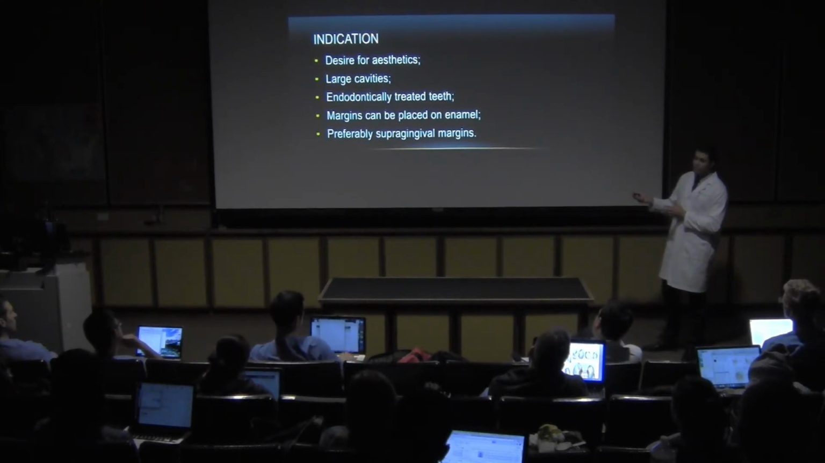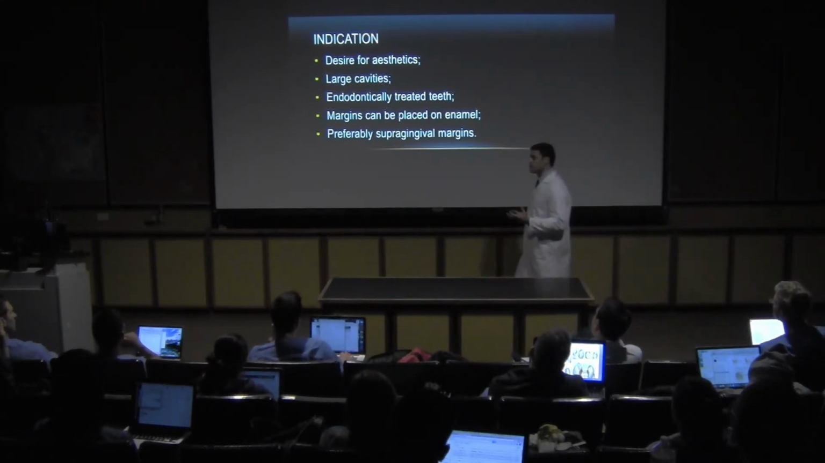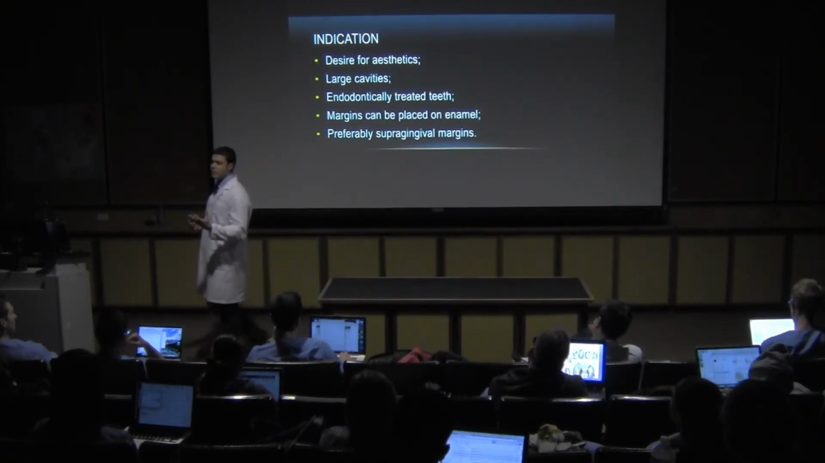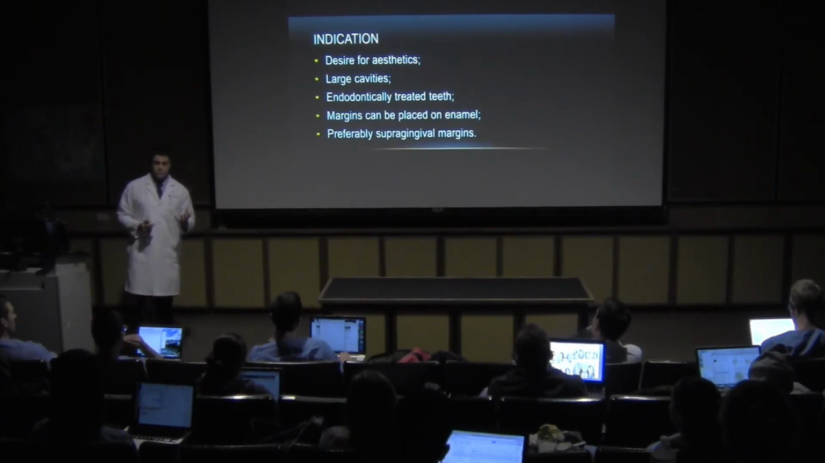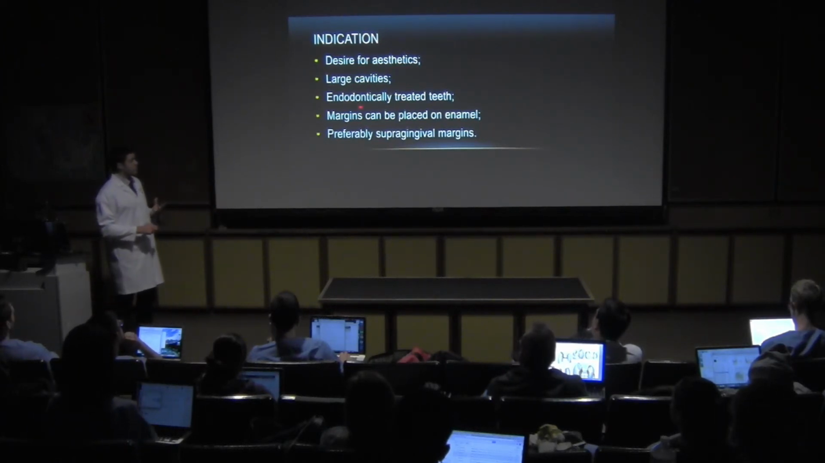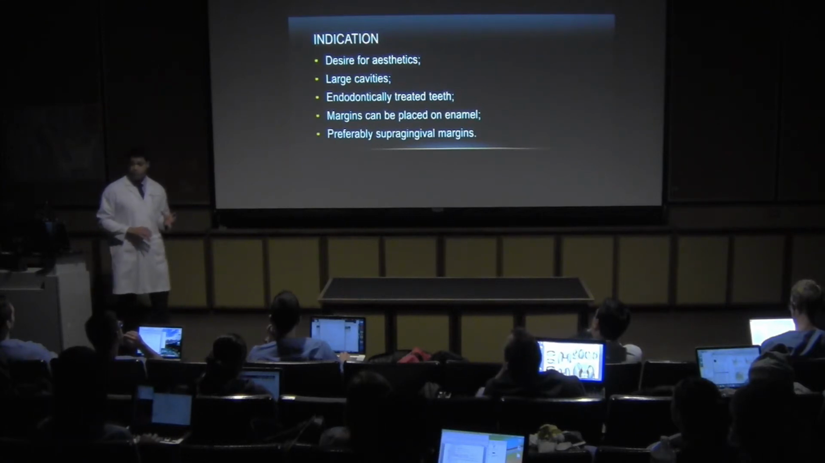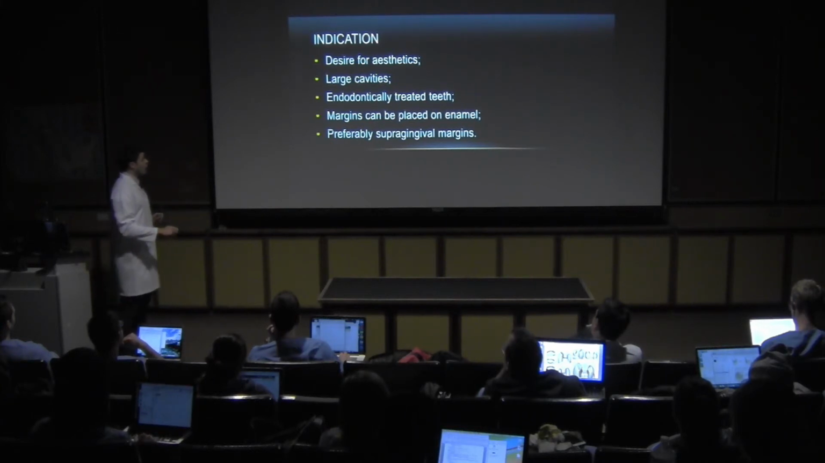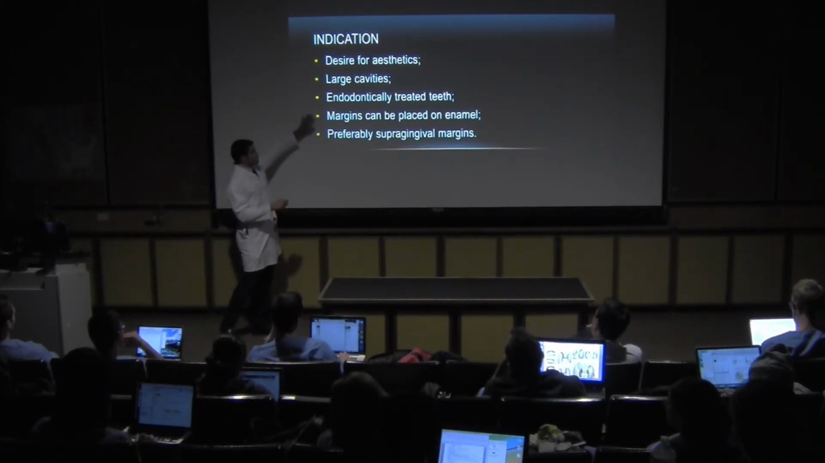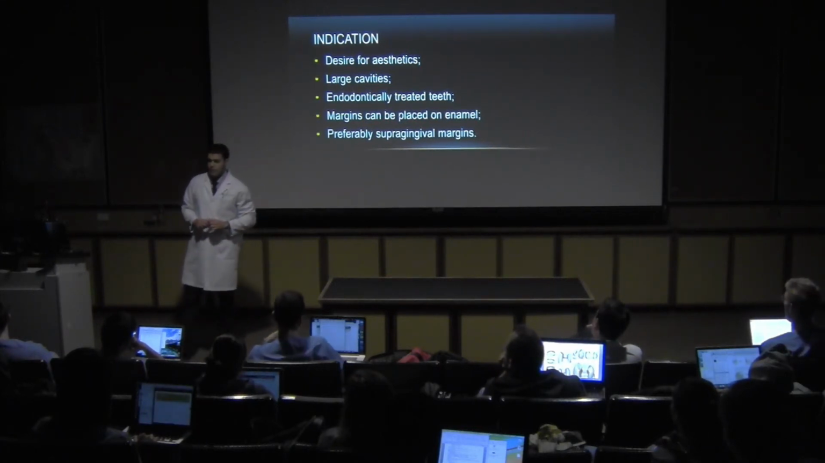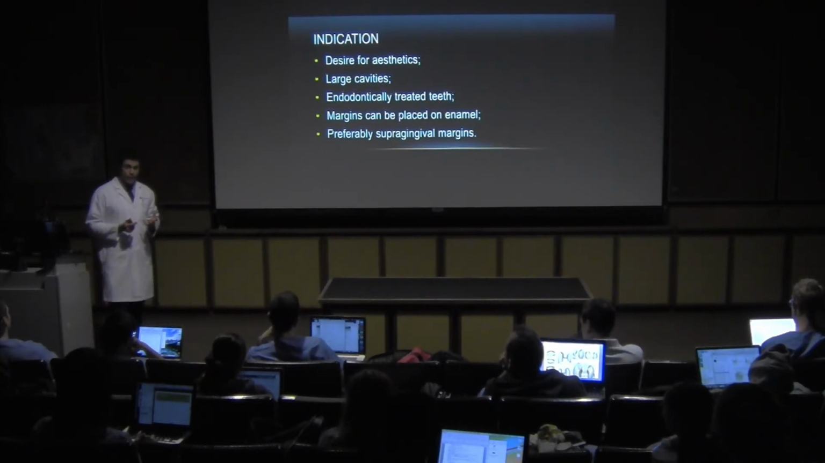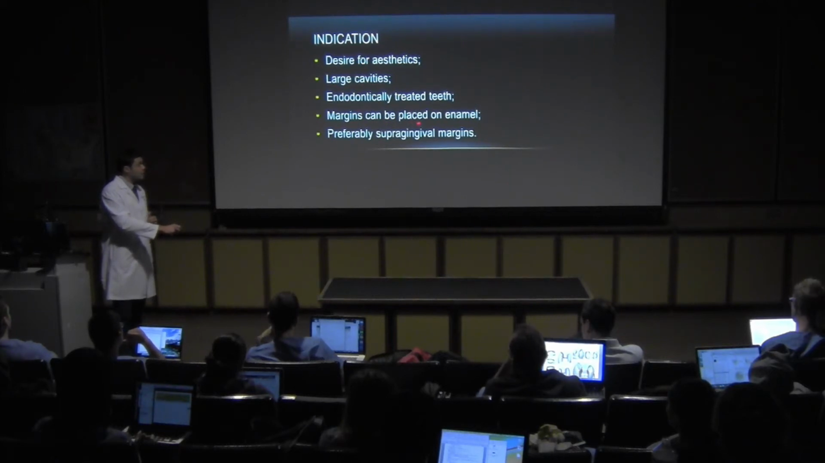Endodontically treated teeth: we are going to increase the resistance of endodontically treated teeth with indirect procedures. So we are going to restore endo. We must think about using an indirect procedure. We desire that margins be placed on enamel. It will be safer, all right, if we always have these margins placed on enamel.